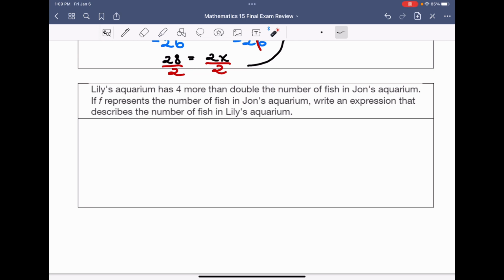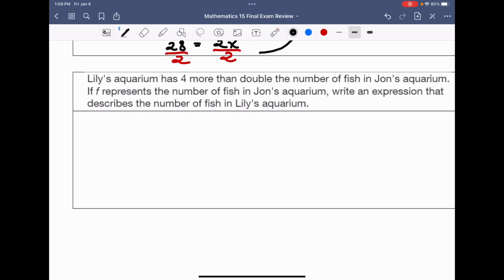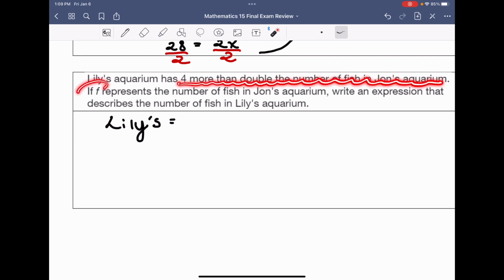Okay, so right away, we want to make a statement in terms of comparing Lily's to John's aquarium. Well, Lily's, so I'll just short form it like this. Lily's is equal to, well, they give us specific instructions here. They say it's 4 more than double the number of fish in his aquarium, where F is the fish in his aquarium. So what are we going to do?